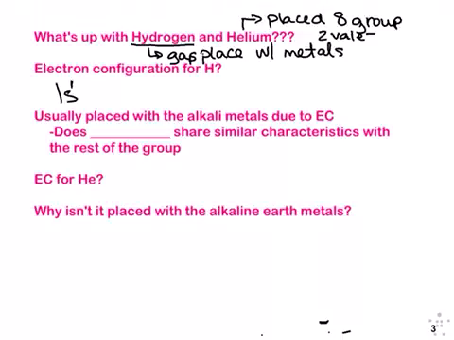It's usually placed with the alkali metals due to the electron configuration. Everything in that alkali metal column, their last electron configuration is going to be ns1, n being whatever energy level you happen to be in. So like potassium is in the 4th energy level, so it would be 4s1.